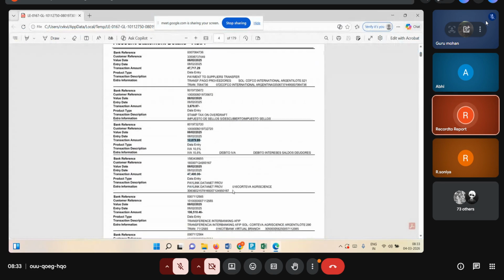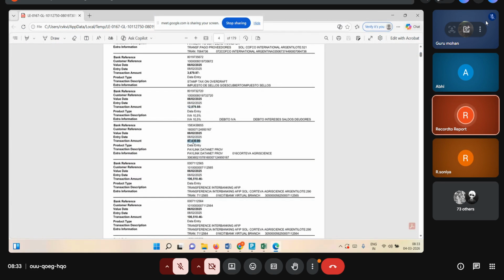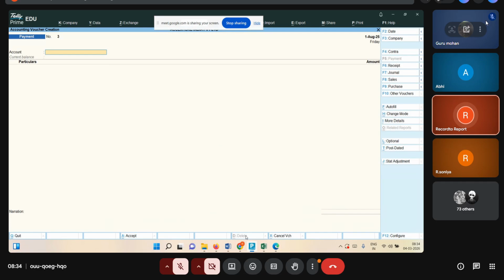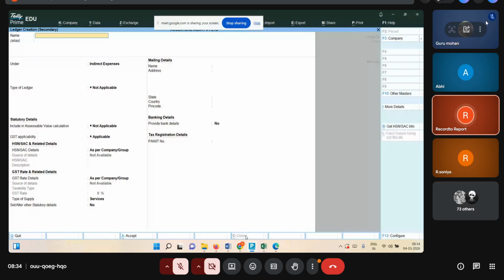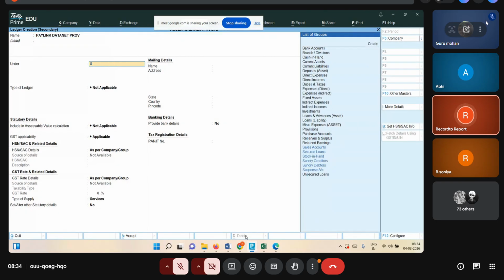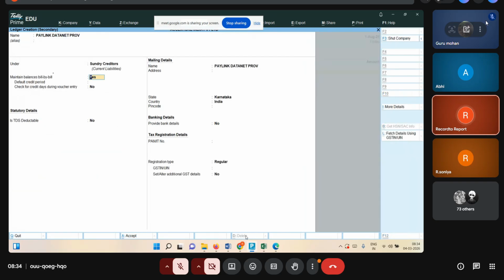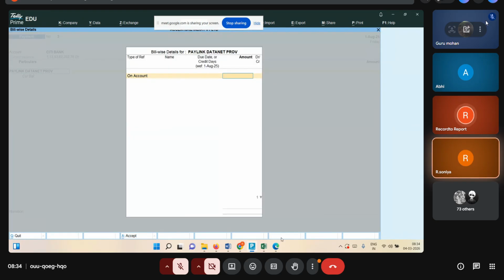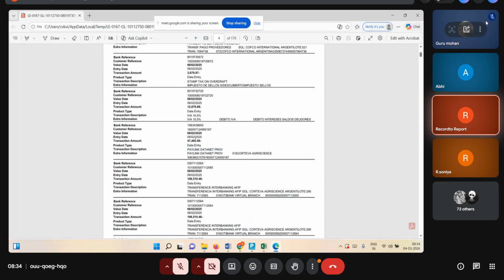And we have another transaction, 47447400. To whom did they make a payment, guys? They made a payment to this particular PayLink DataNet Pro. Okay, PayLink DataNet Pro. So if the payment is made, we need to take it under sundry creditors. Okay, so what is the amount they paid here? 4700.